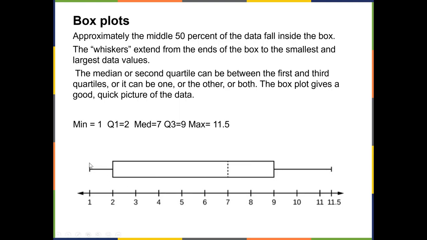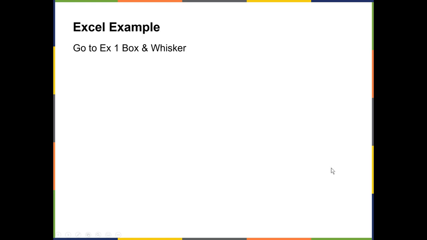So for this example, the minimum was 1, the first quartile was 2, the median is 7, the third quartile is 9, and the maximum is 11.5. The whiskers extend to show the difference between the minimum and the first quartile, and between the third quartile and the maximum. All right, so let's learn how to do this in Excel.